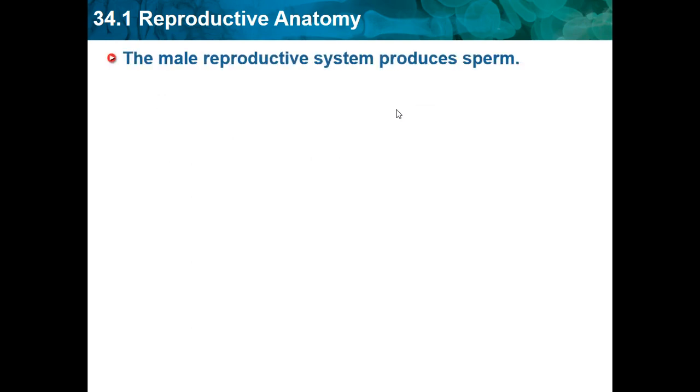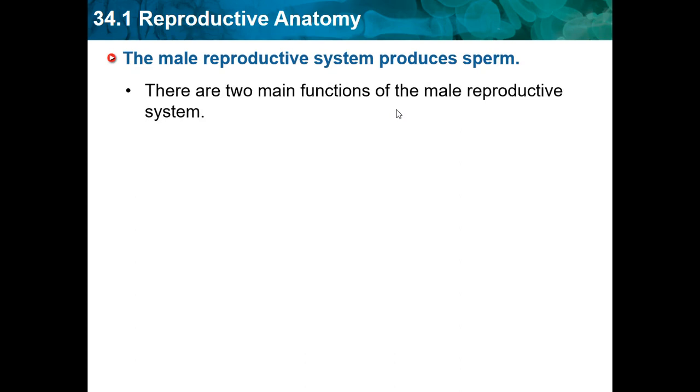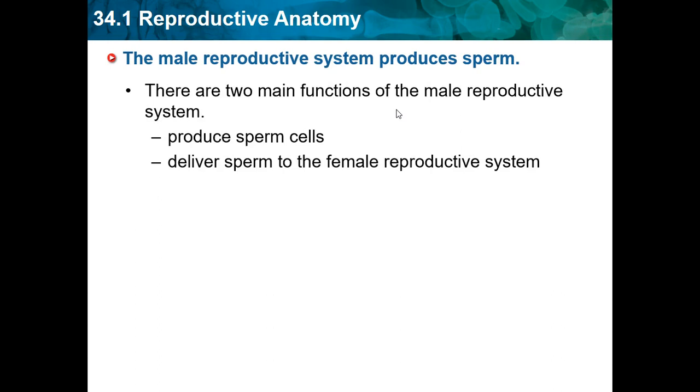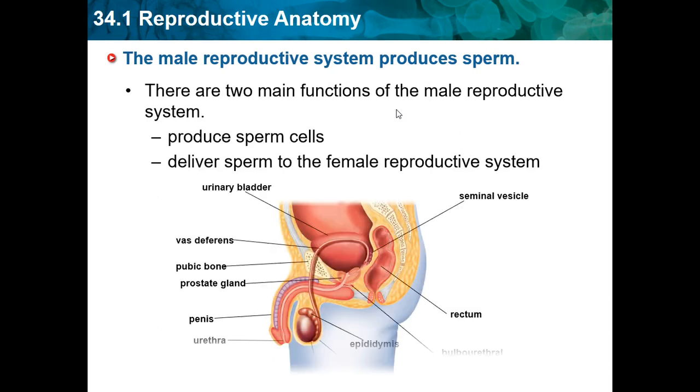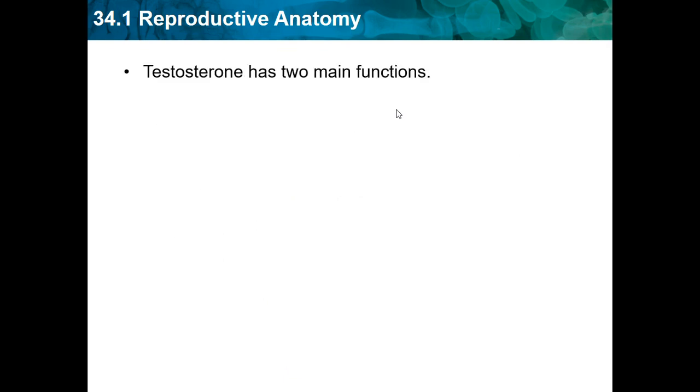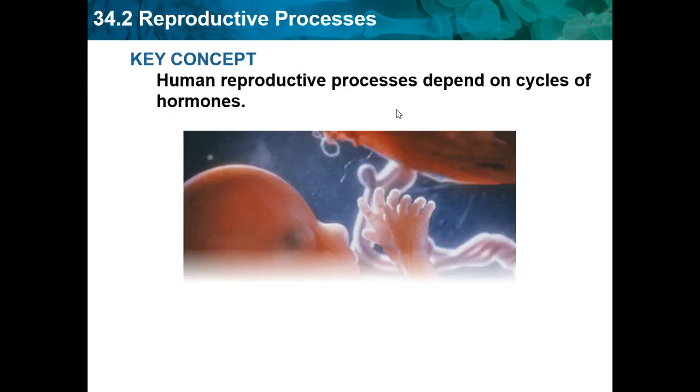So the male reproductive system produces sperm. There are two main functions of the male reproductive system. One function is to produce sperm, and the other is to get the sperm into the female reproductive system. And if your teacher requires you to learn the male parts, here it is. I am not going to go over them. So testosterone has two main functions: developing male sexual characteristics and producing sperm.